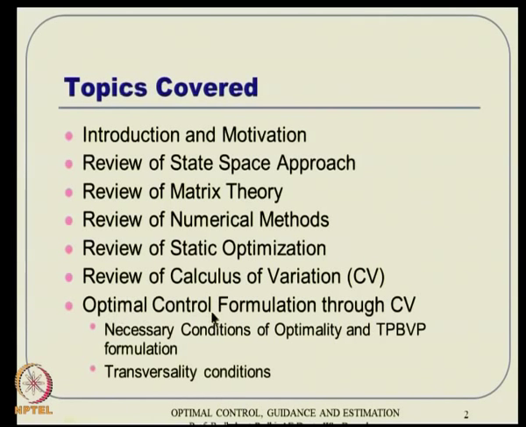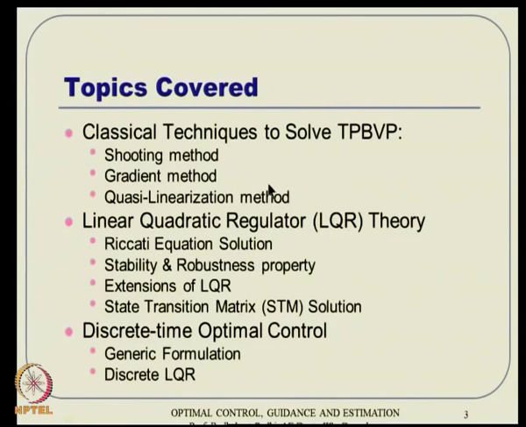Then optimal control, where we derived the necessary conditions of optimality, and we can quickly see that it leads to this 2-point boundary value formulation. We also had a generic transversality condition, and talked about various things related to that. And we went on to solve this numerical problem, the 2-point boundary value problem, with classical techniques. Essentially, we talked about the shooting method, gradient method, and quasi-linearization method.